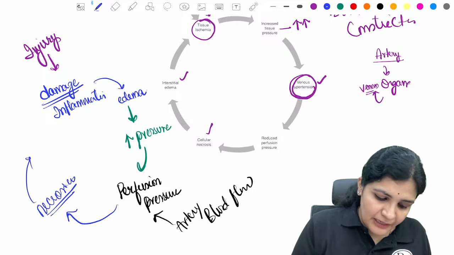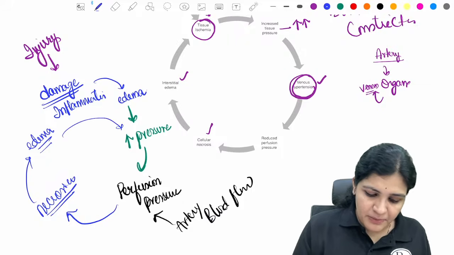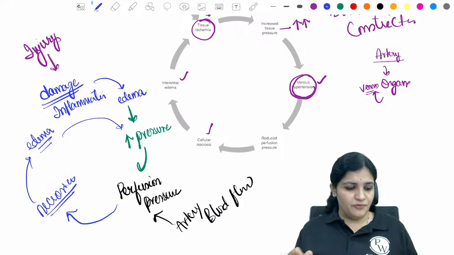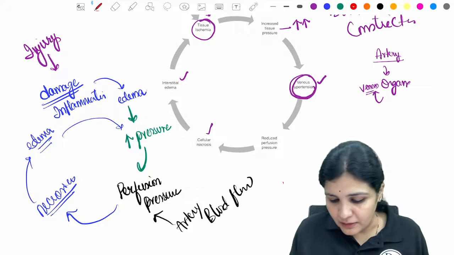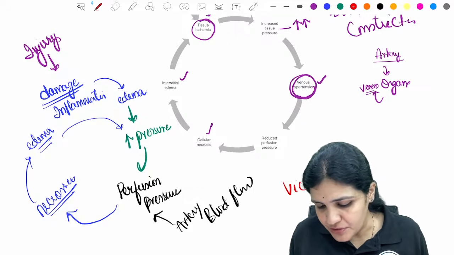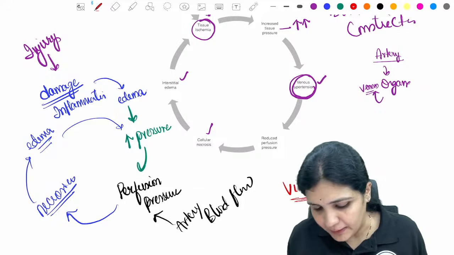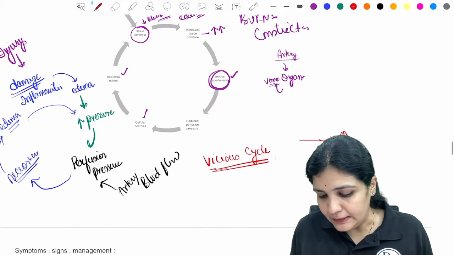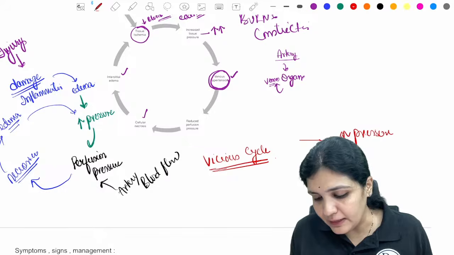And this ischemia again will result in edema, right? Because there is a raise in pressure, again a decrease in perfusion pressure. So this is the vicious cycle which is happening inside the compartment, and this will result in the pressure increasing further and further.